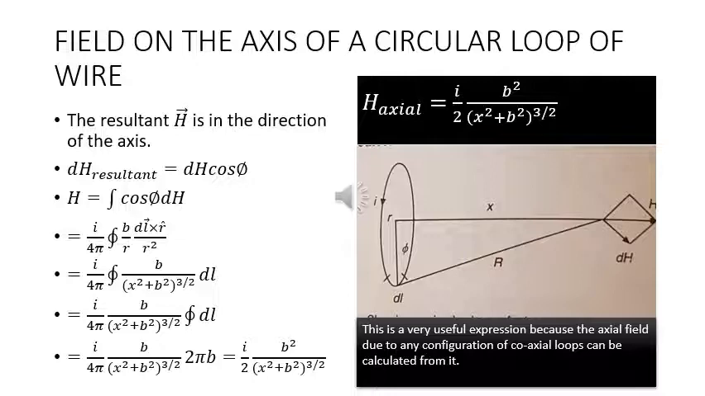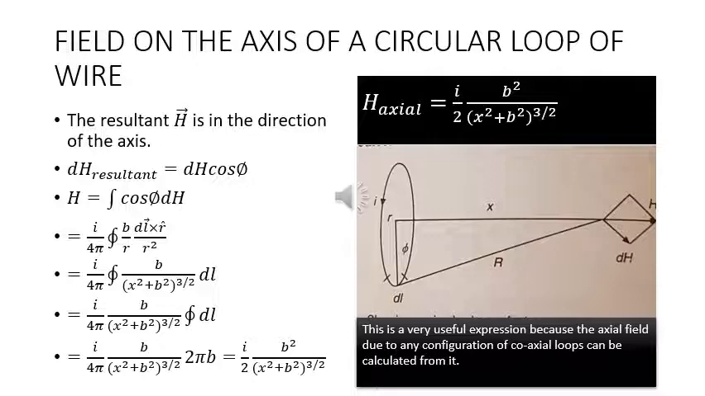x squared plus b squared raised to the power 3 half dl, which is equal to I upon 4 pi b upon x squared plus b squared raised to the power 3 half closed integral dl, which is equal to I upon 4 pi b upon x squared plus b squared raised to the power 3 half twice pi b, which is equal to I by 2 b squared upon x squared plus b squared raised to the power 3 by 2. Therefore, the axial magnetic field comes out to be equal to I by 2 b squared upon x squared plus b squared raised to the power 3 half.